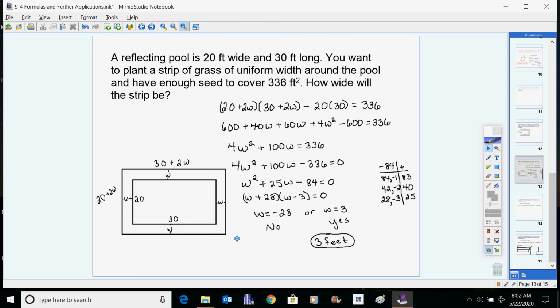So you would measure out 3 feet all the way around, turn over the dirt so that you've got a nice place, and then put down your nice good grass seed that's going to give you what you need. Okay, one more.